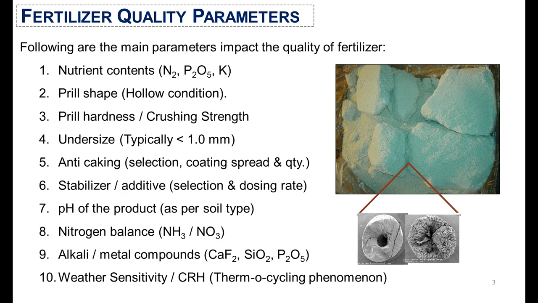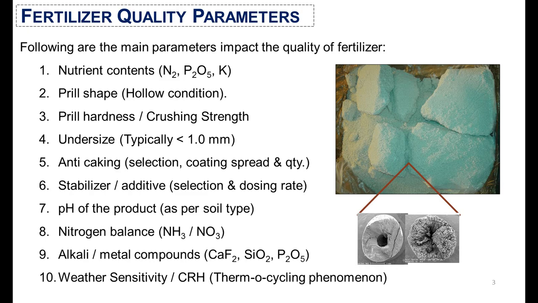First one is the nutrient contents, that may be nitrogen based fertilizer or the phosphate or the potash based fertilizer, or there may be a combination of all these three nutrients. So there must be a proper fraction ratio of all these nutrients. Second is the prill shape, that is, is it a hollow condition or in a proper shape. Third is the prill hardness or the crushing strength. Fourth is the undersize, that should be typically less than 1 millimeter.